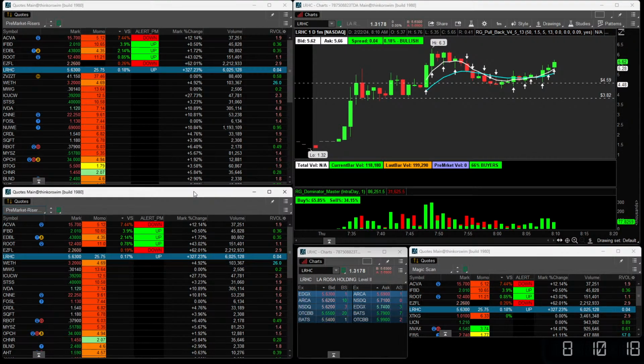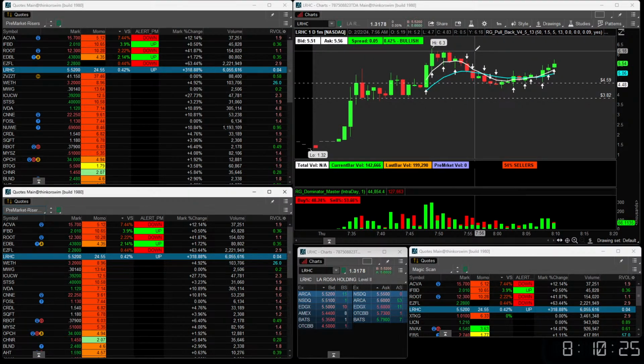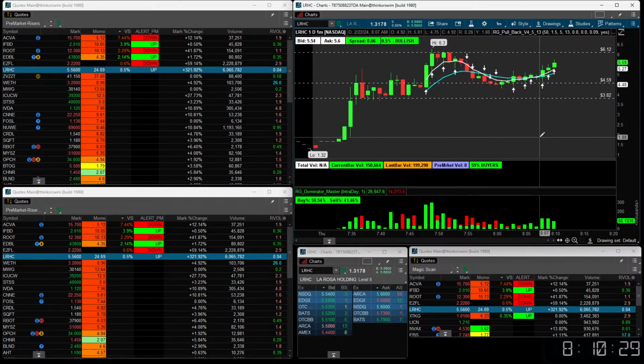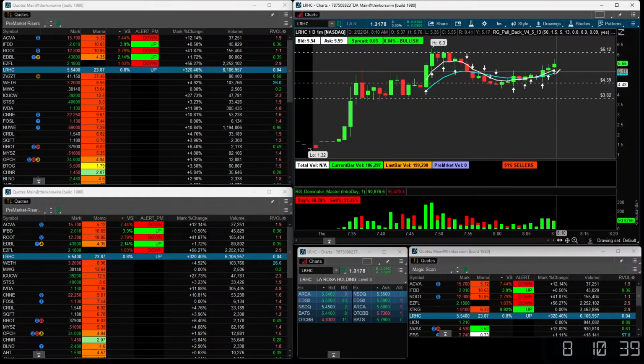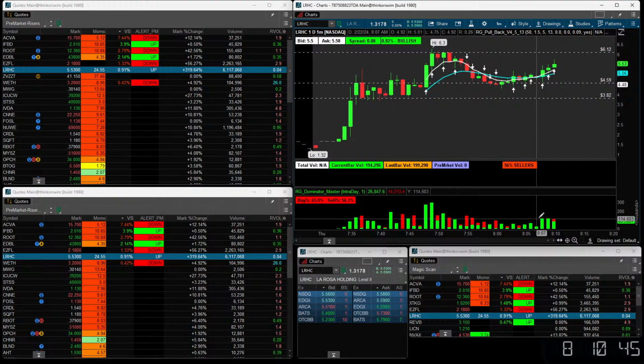LRHC looks like it's building momentum for market open. We'll see where it goes. Go ahead and mark this resistance level up here. We do have a crossover of the moving averages. We do have some spike arrows coming in. These are volume spikes, these arrows. They're letting you know the volume is higher than normal. You can see it here in the bars.